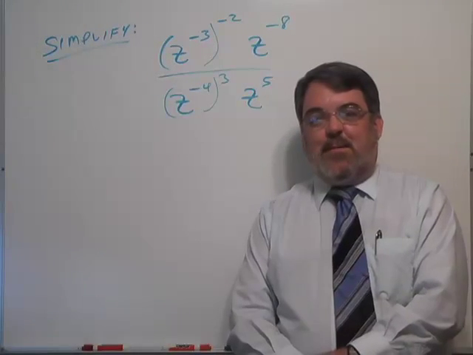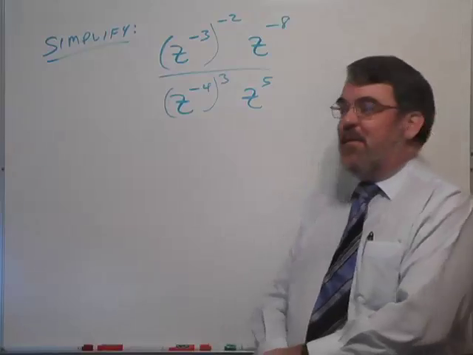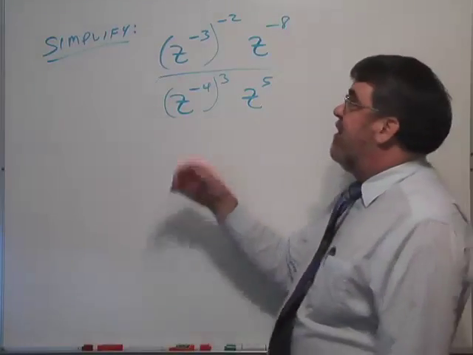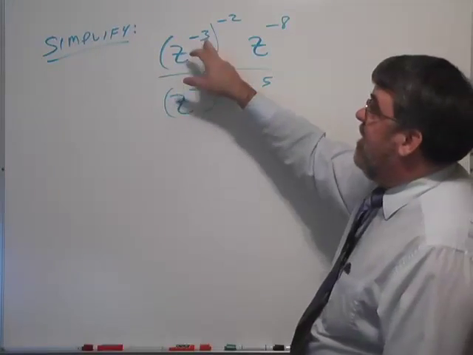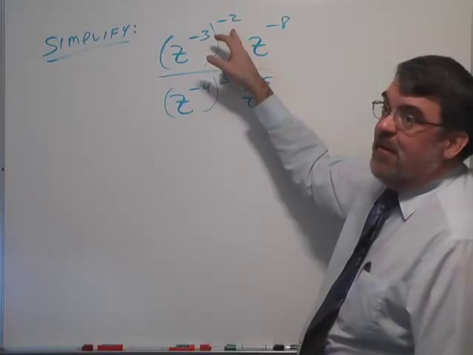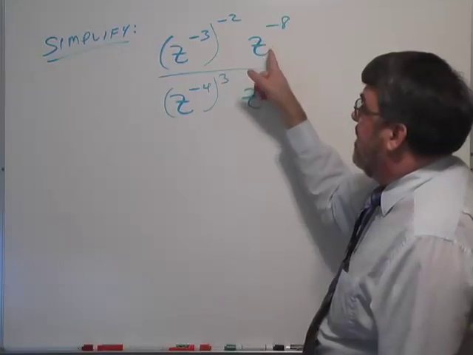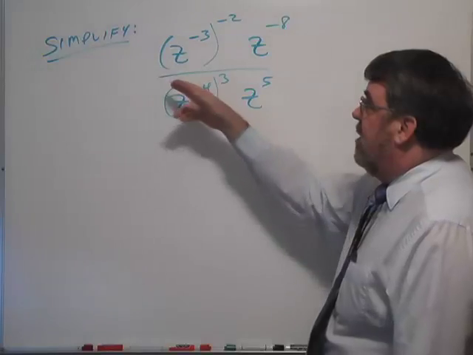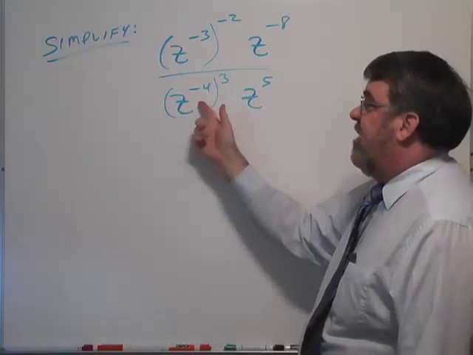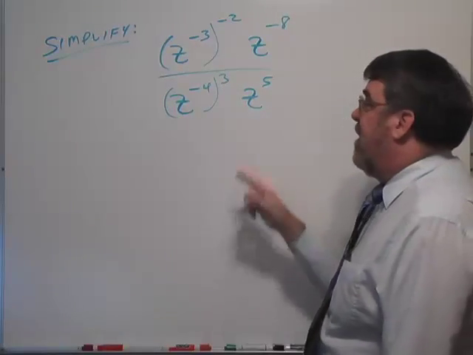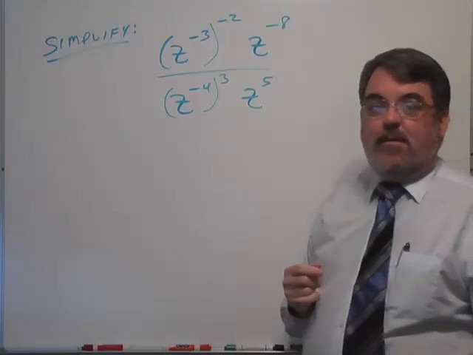Well, this one is a celebration of negative exponents. Let's read through it. Simplify: (z to the negative 3rd power) raised to the minus 2 power times z to the negative 8, all this divided by (z to the minus 4) raised to the third power times z to the fifth.